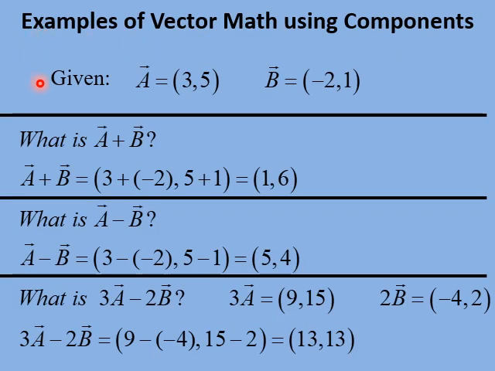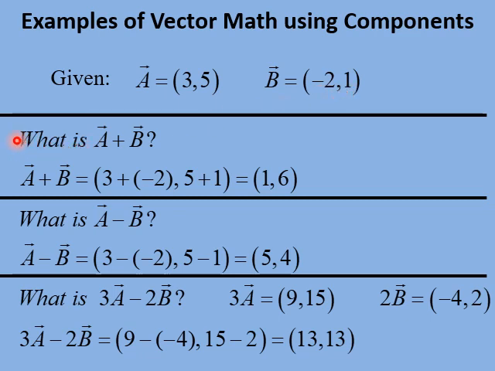So suppose we're given two vectors, and we're working now with their components. The nice thing here again is we don't have to use any trig. There's not going to be any sines or cosines or anything like that, or no angles. So vector A is given as 3, 5. Remember, these are the two components of vector A. The x component is 3, the y component is 5. Likewise, we have vector B. It has an x component of -2, and a y component of +1.